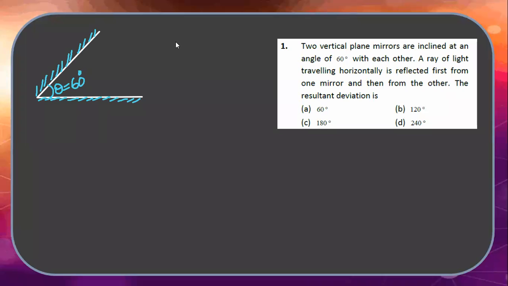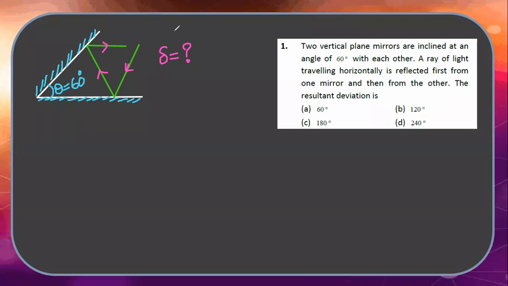Then what is happening? A ray of light is incident and it gets reflected. And again, it gets reflected like this. This is the incident ray, the first reflected ray and the final reflected ray. Then what is the total deviation, he has asked.